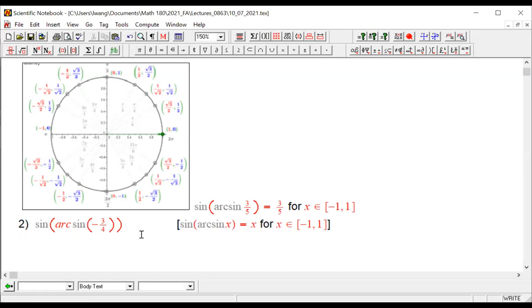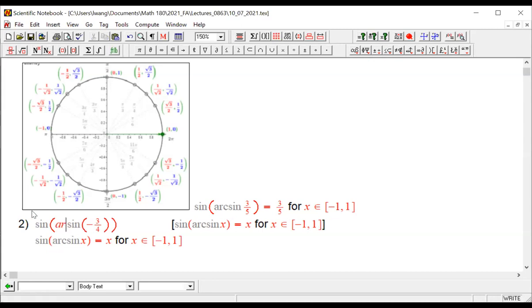You see, these two are in the same form. And that statement says, if x is between -1 to +1, you just have to match these two. Sine, ArcSine. Oh, sorry, let me rewrite that. Sine, ArcSine, and x in this case is -3/4.